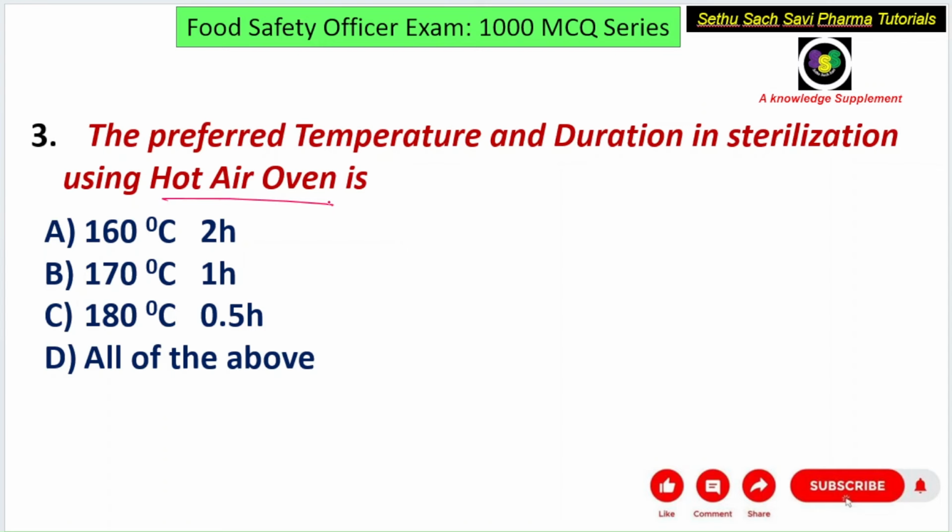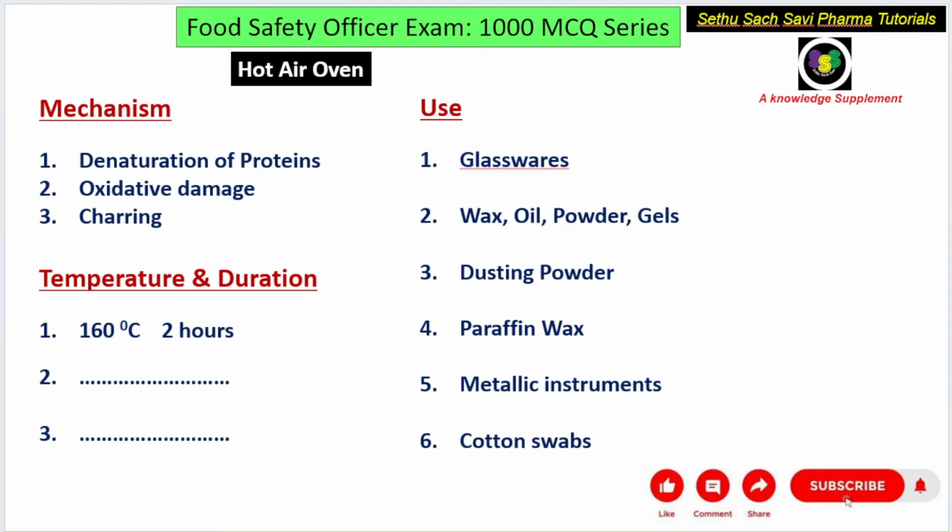A choice 160 degrees Celsius, B choice 170 degrees Celsius for 1 hour, C choice 180 degrees Celsius for 0.5 hour, D all of the above. Okay. Now the first thing you need to know about hot air oven is that hot air oven is a dry heat sterilization.